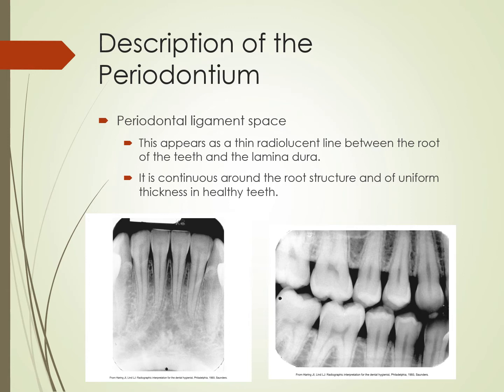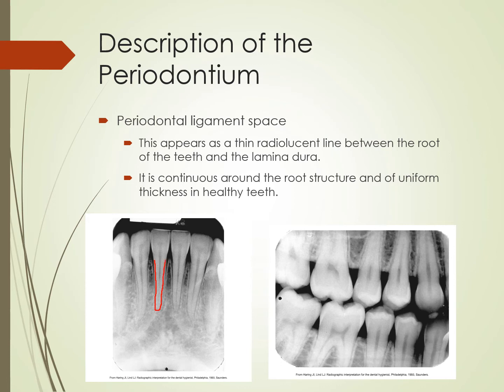So if we start to see a widening of the PDL, the widening of that periodontal ligament space, then that's of concern, okay? That's something that we need to address if we see it widening. So it should be the same width, the same size all the way around the tooth. You can see that lamina dura. See how it comes all the way around this tooth? It's that dark line that completely encases the bottom of the tooth.